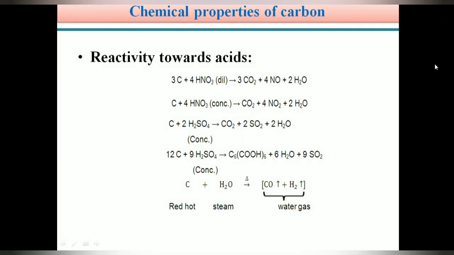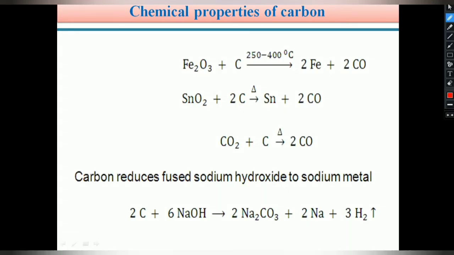Only under specific conditions. Next, carbon in the reducing agents concept we already discussed. Carbon reduces metal oxides into corresponding metals. For example, if you treated iron oxide Fe2O3 with carbon at high temperature, it reduces iron oxide to iron metal. Here the oxidation state of iron is 0 and it forms carbon monoxide gas. CO gas is evolved.